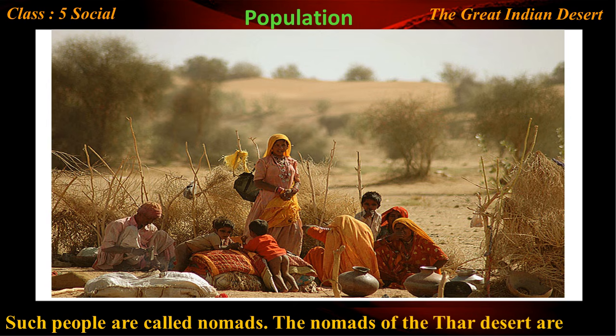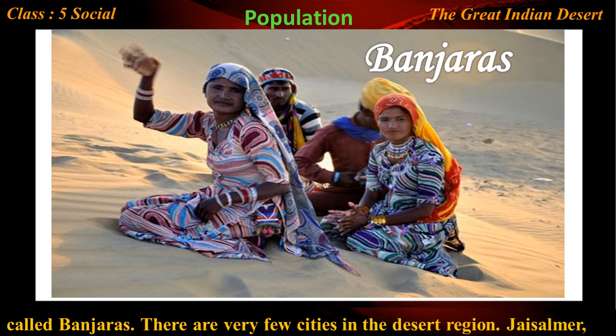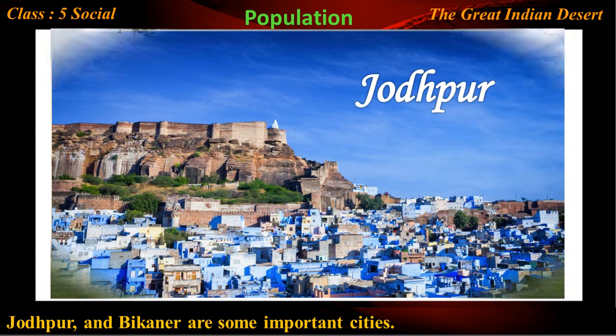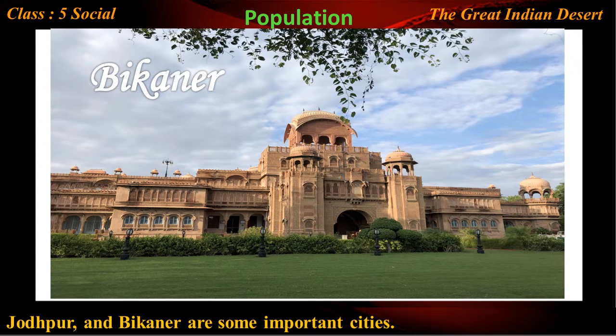The nomads of the Thar Desert are called Banjaras. There are very few cities in the desert region. Jaisalmer, Jodhpur, and Bikaner are some important cities.